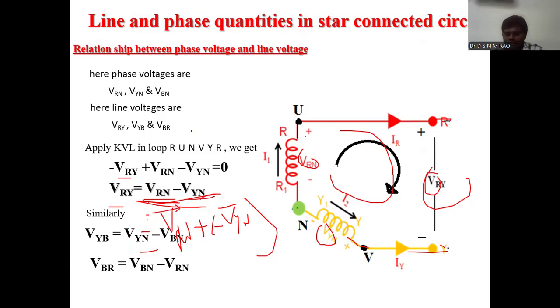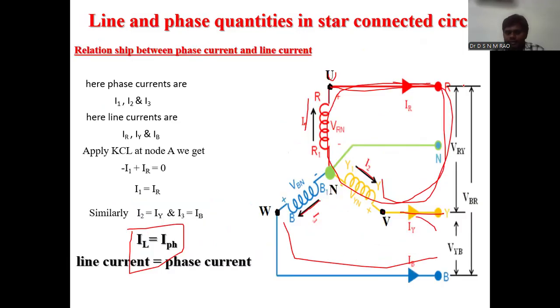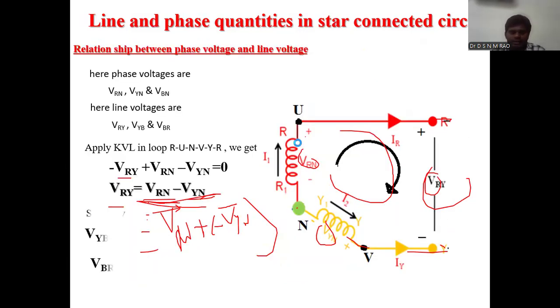Similarly, if you apply the KVL in this mesh, and similarly in this mesh, we will get the line voltages. VYB equals VYN minus VBN, and VBR equals VBN minus VRN.